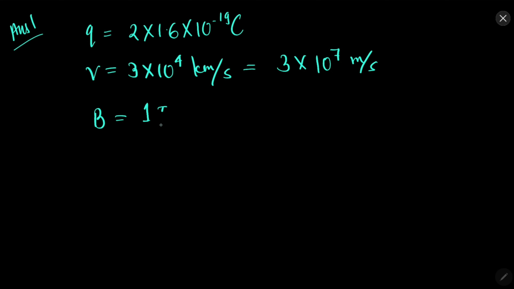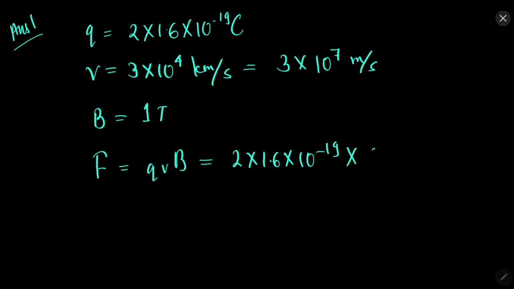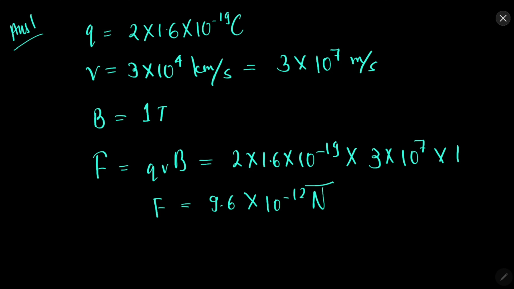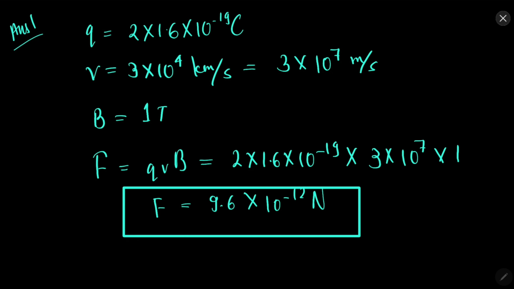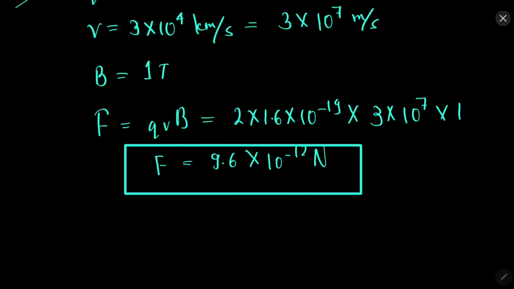Magnetic field intensity is 1 Tesla. Now we know that the force is given by qvB. So 2 into 1.6 into 10 to the power minus 19 into 3 into 10 to the power 7 into 1. So force will be 9.6 into 10 to the power minus 12 Newton. Now using Fleming's left hand rule, you can find that the force will be towards west.